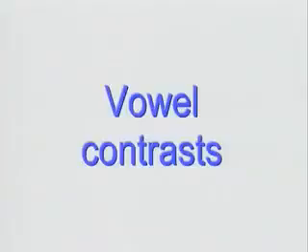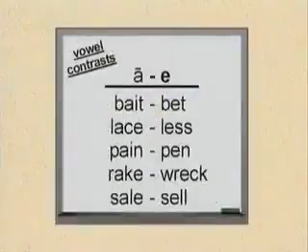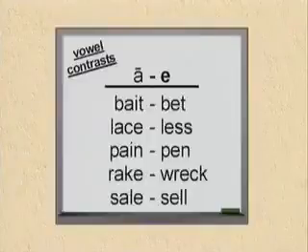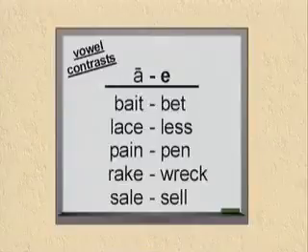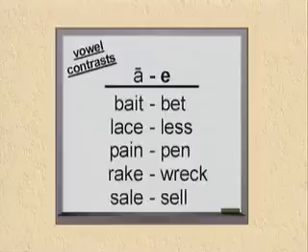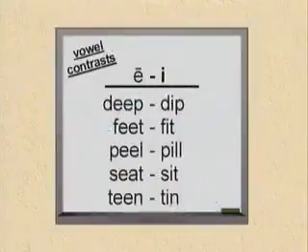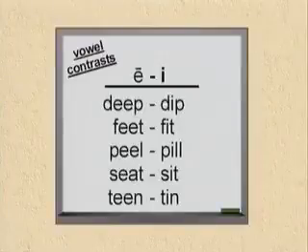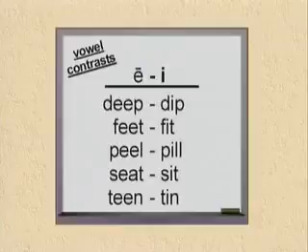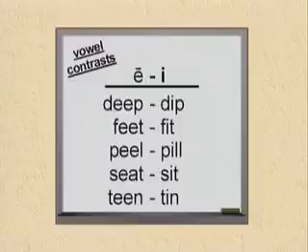Vowel contrasts. Long A, short E. Bait, bet. Lace, less. Pain, pen. Rake, rack. Sail, sell. Long E, short I. Deep, dip. Feet, fit. Peel, pill. Seat, sit. Teen, tin.